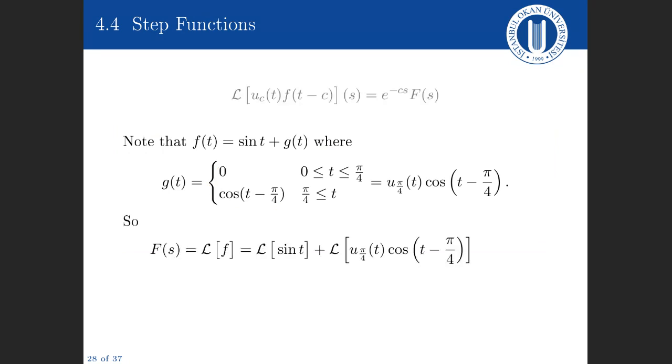So the Laplace transform of f is going to be the Laplace transform of sine t plus the Laplace transform of u_(pi over 4) cos of (t minus pi over 4). And look, we have the same number, pi over 4, here and pi over 4 here. So we can use the formula at the top in gray.